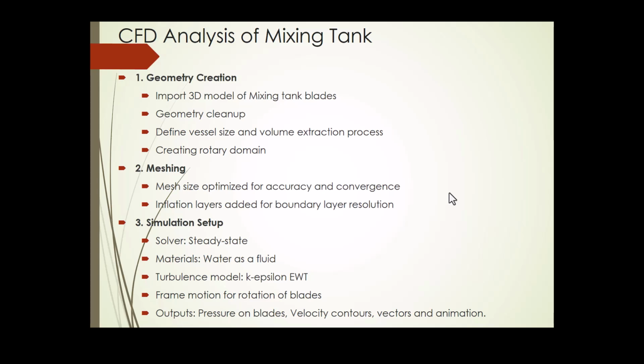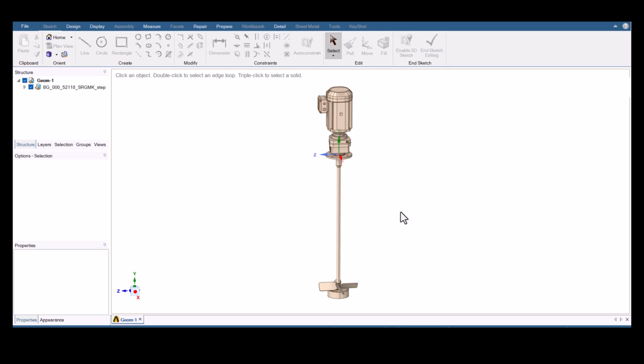As output, when we get the results, we will want to see how our mixing has happened. In order to judge that, we will be looking at pressure on blades, then the velocity contours, vectors, and animations. So here is the geometry for today's simulation. This geometry I have taken from GrabCAD and I will be linking this geometry in the description.